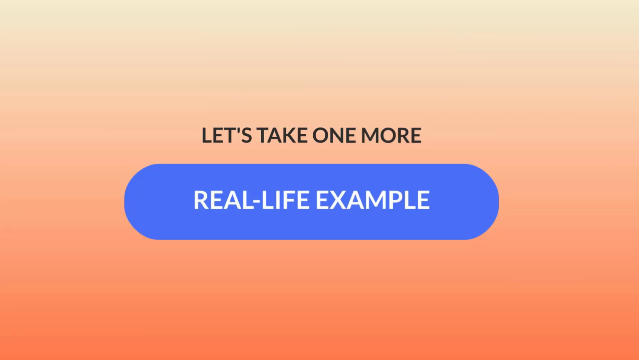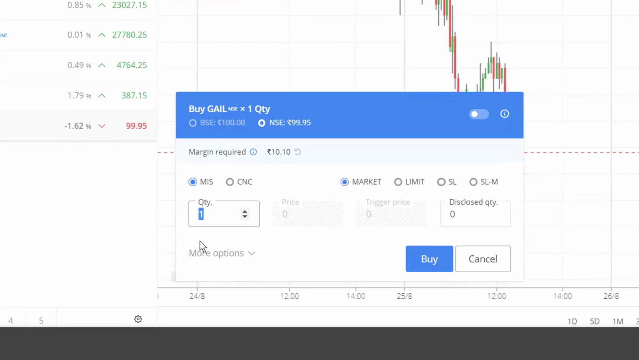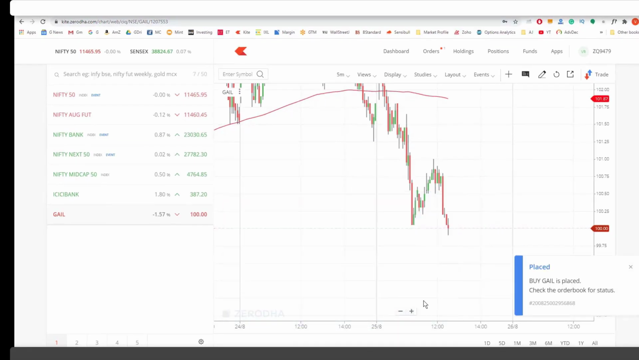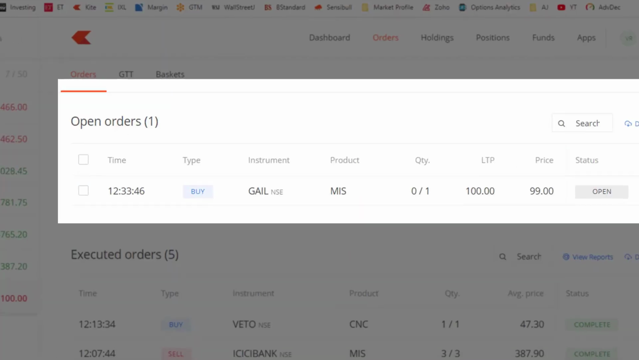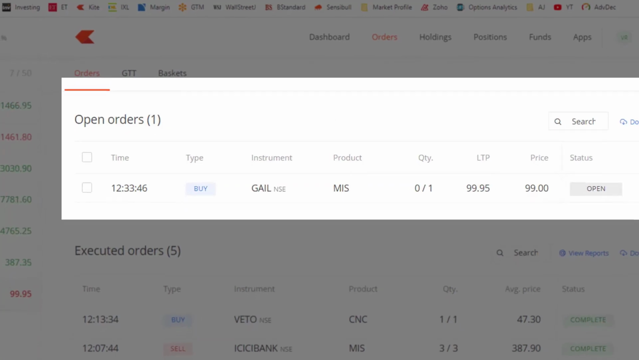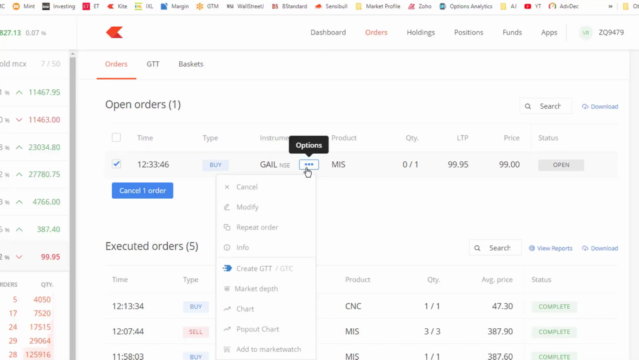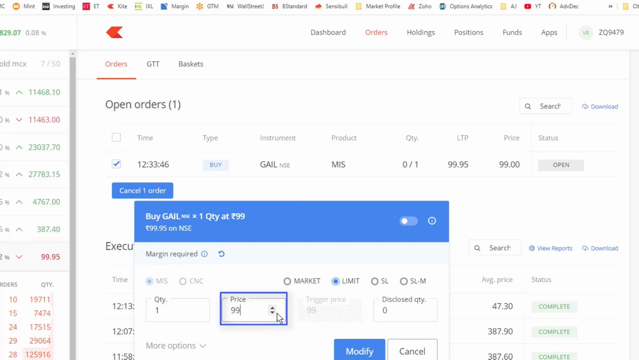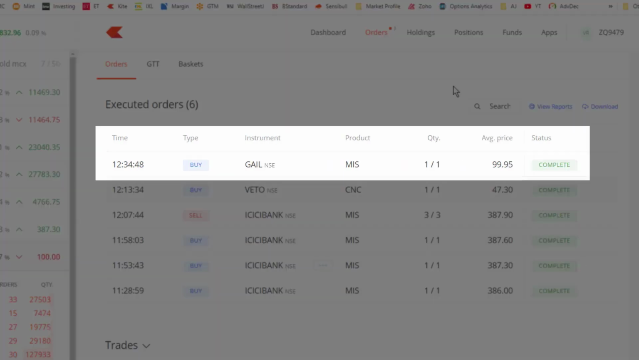So let's take one more example. Here we have GAIL. Let's say I want to buy one share of GAIL at a price of 99 rupees. I place this order and the order is currently waiting for execution. But after some time, when I realize that this order is not going to be executed at 99 rupees, I can go back here and modify the price to 99.95 rupees, which has a higher chance of execution. And when I place that order again, it finally gets executed.